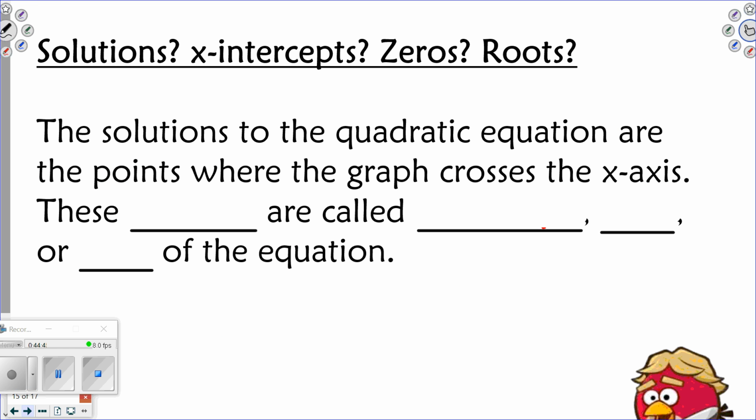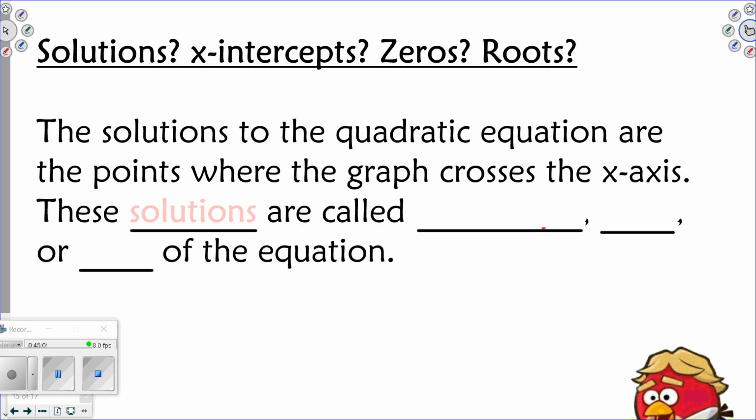All right. Solutions, x-intercepts, zeros, roots. You guys ever seen any of these words? Just a little vocab, because depending on what textbook you're looking at, depending on what teacher you have, these words are all used interchangeably, okay? So the solutions to the quadratic equation are the points where the graph crosses the x-axis, right? So wherever it crosses, those are my answers.